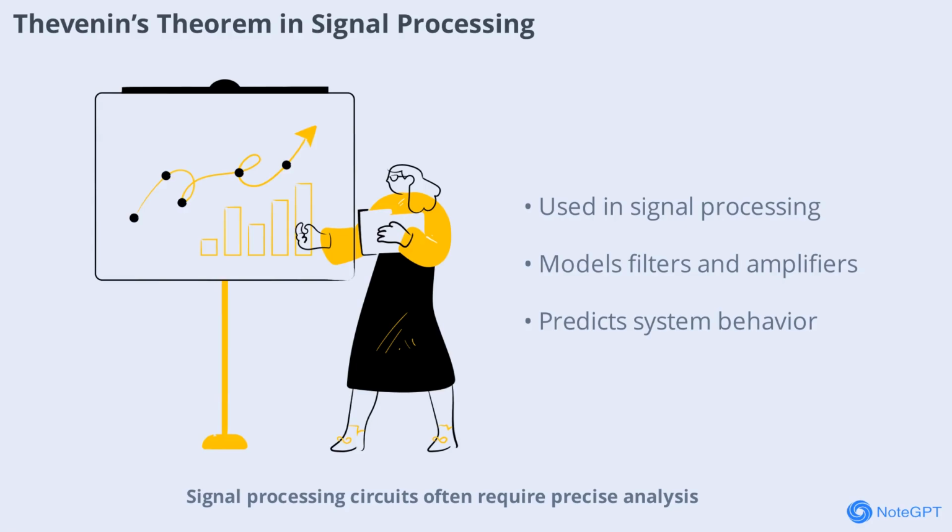Signal processing circuits often require precise analysis of how signals are affected by different components. Thevenin's theorem allows engineers to model complex filters and amplifiers as simple equivalents, making it easier to predict system behavior. This approach is widely used in audio, video, and data processing applications.